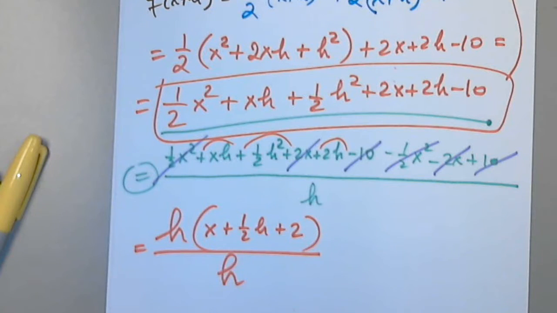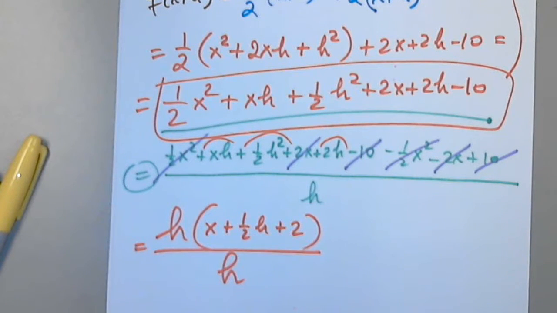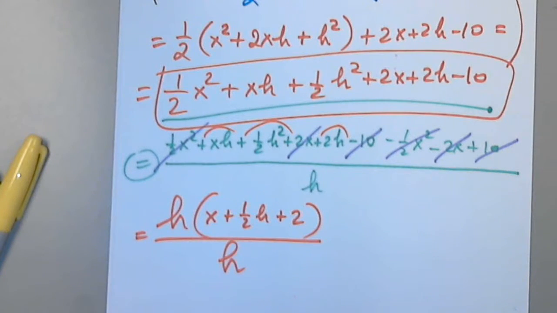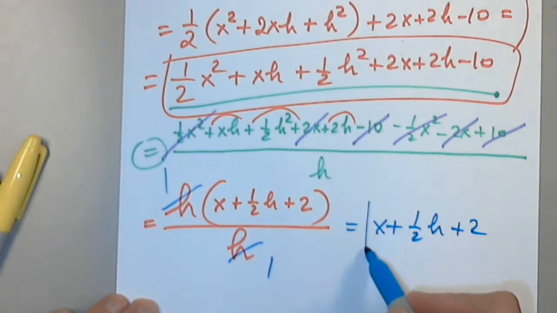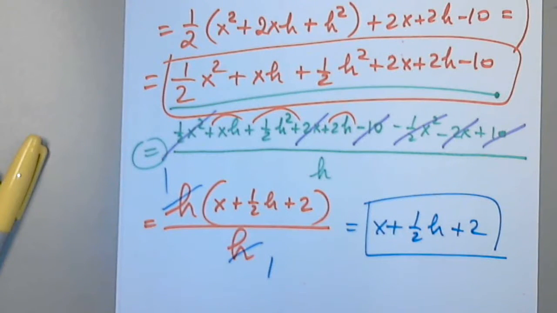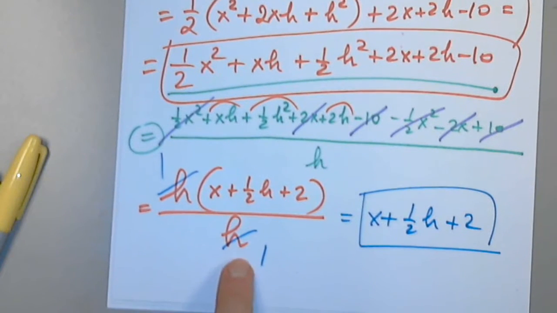What will happen next? The second thing that is mandatory to happen for any difference quotient for any function. Get rid of h. That's it. And the answer is x plus 1/2 h plus 2. As you see, the simplified form of the difference quotient still has h in it, but not this one.